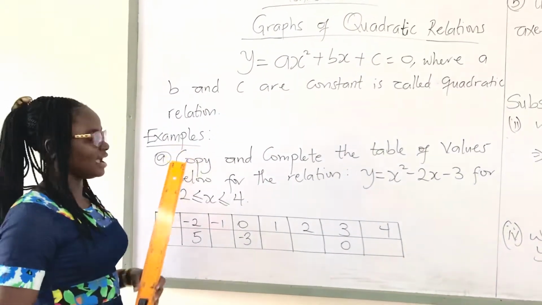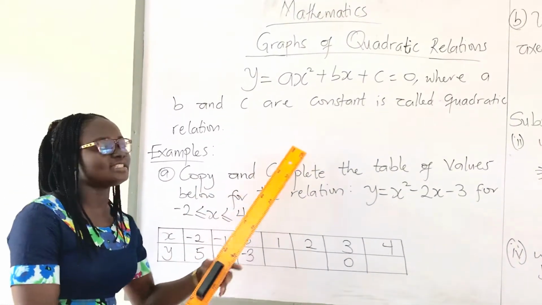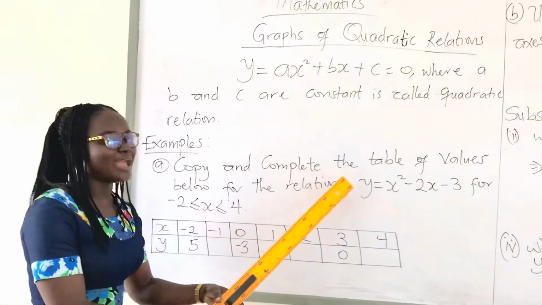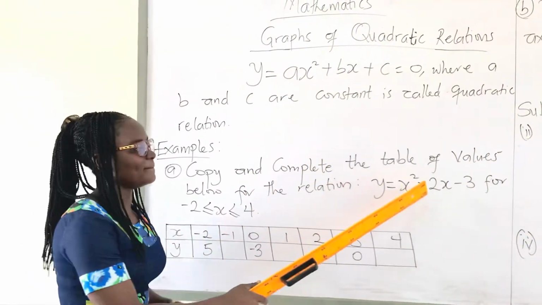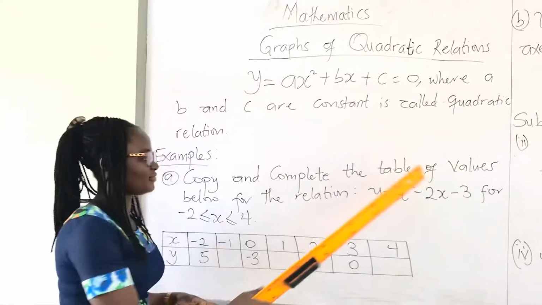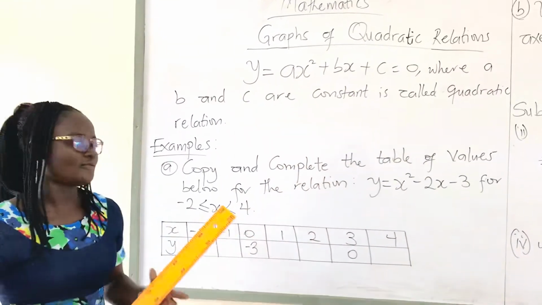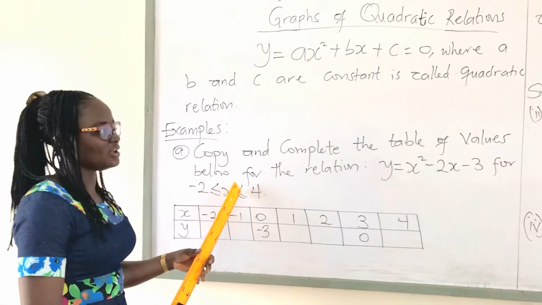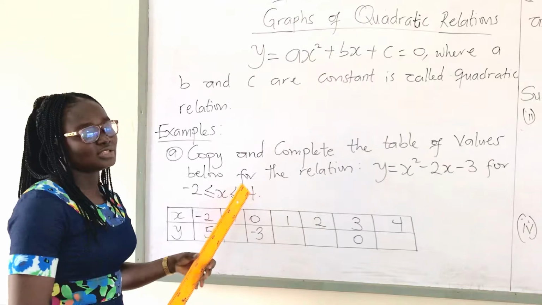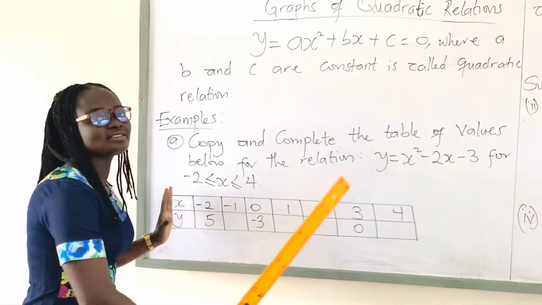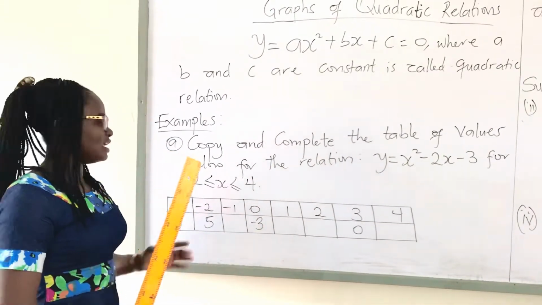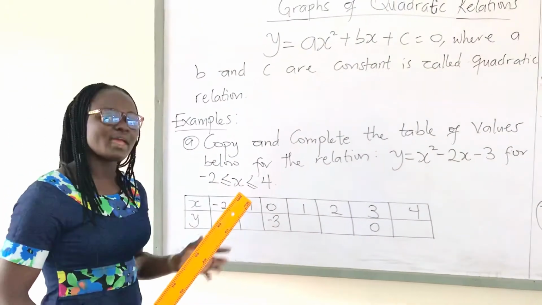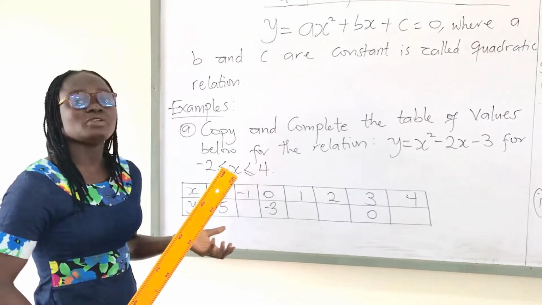The first we have here is: copy and complete a table for values below, for the relation y equals x squared minus 2x minus 3 for an interval of -2 less or equal to x less or equal to 4. So in the question, they've given us the table and they filled some parts for us and they are asking us to copy and complete it. How do we do it?